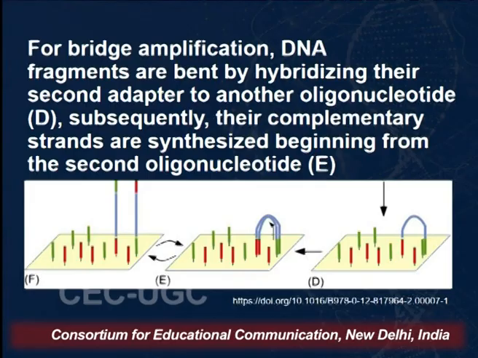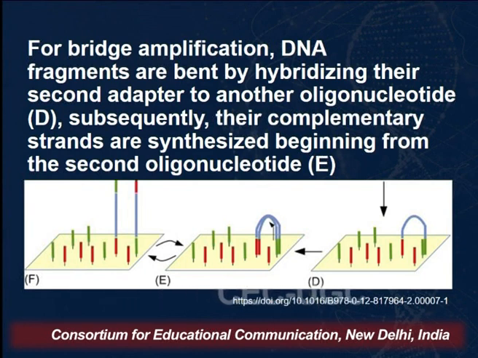the second adapter hybridizes to an oligonucleotide in its vicinity, used as a template to create the complementary sequence by extending the second oligonucleotide. So this process repeats itself again and again, so that a cluster of fragments occurs, which are identical to the original fragment, the complementary fragment that has been created from the original fragment. So what is the use of this bridge amplification? The purpose of this bridge amplification is that it amplifies the signal that is occurring.